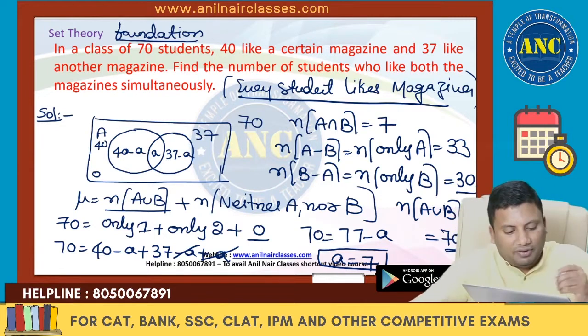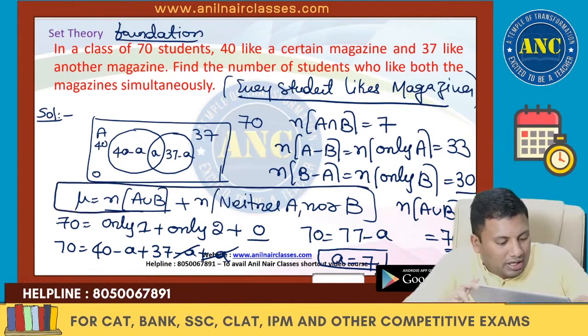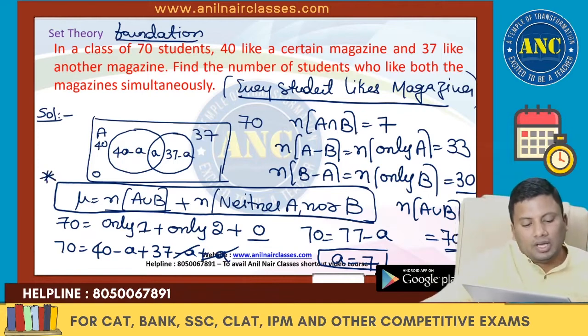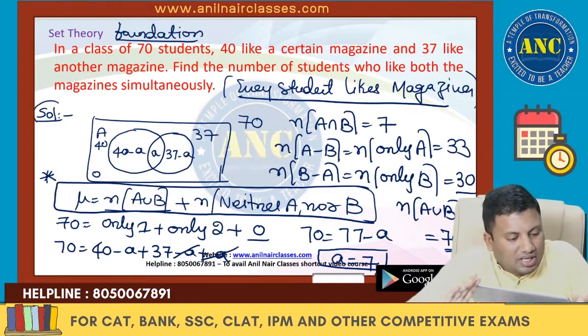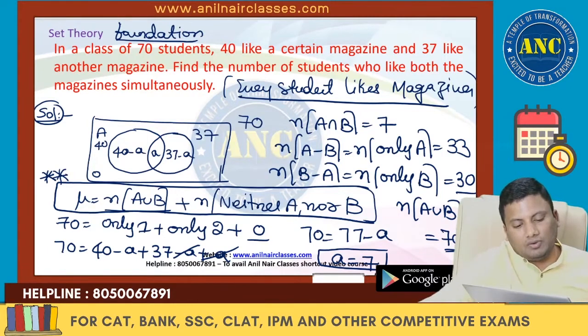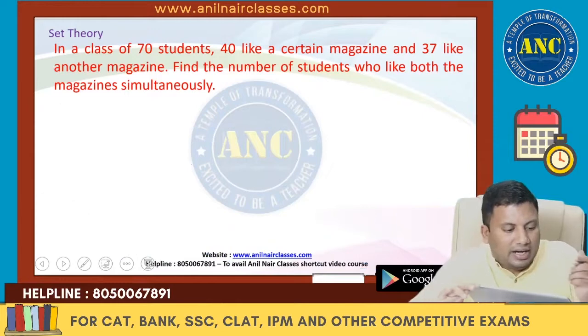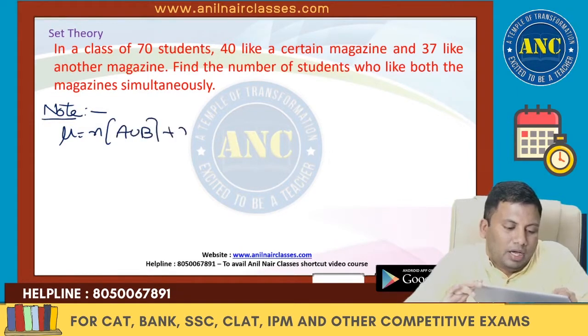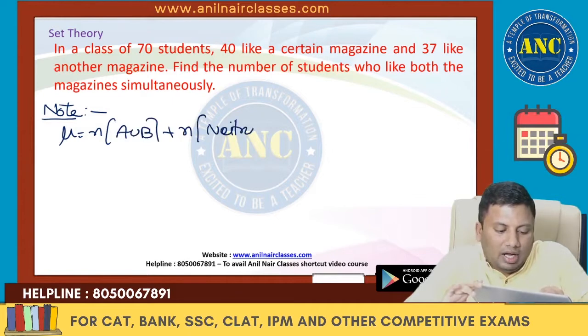You should know this usage, sir, because it will be extremely useful for solving few problems. Mu equivalent to n of A union B plus n of neither A nor B. For me, this solution is not important. Why I star marked this important key point, that also we will see. Now, please write down, note, what is that important key point which we wrote? Mu is nothing but n of A union B plus n of neither A nor B.